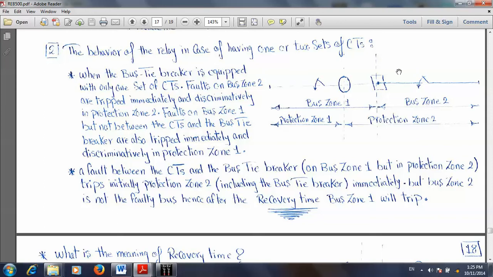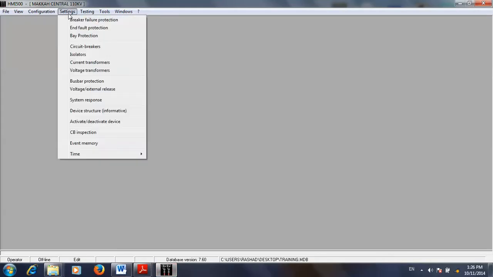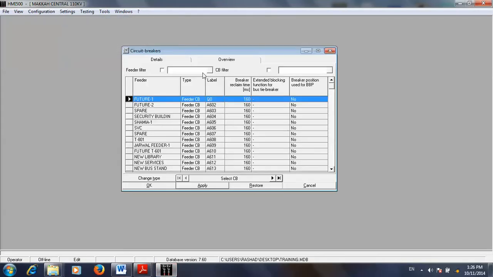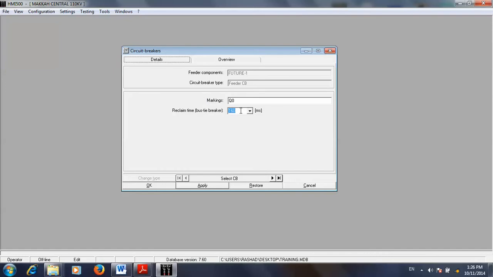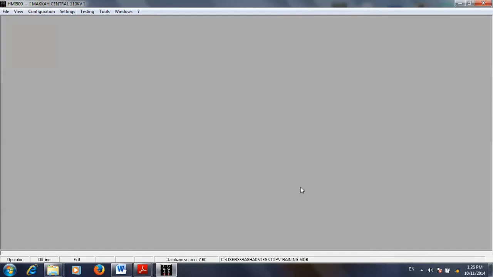But actually, for bus zone 2 first, we have two problems here. First thing, bus zone 2 is tripped, and this one is wrong tripping because the fault is not included in bus zone 2. And the other one, the faulty bus is tripped but with a time delay. This time delay equals the reclaim time delay. You remember when I told you, I will tell you later about here in the circuit breaker, we have another option called reclaim time. I will tell you what's the meaning of this reclaim time.